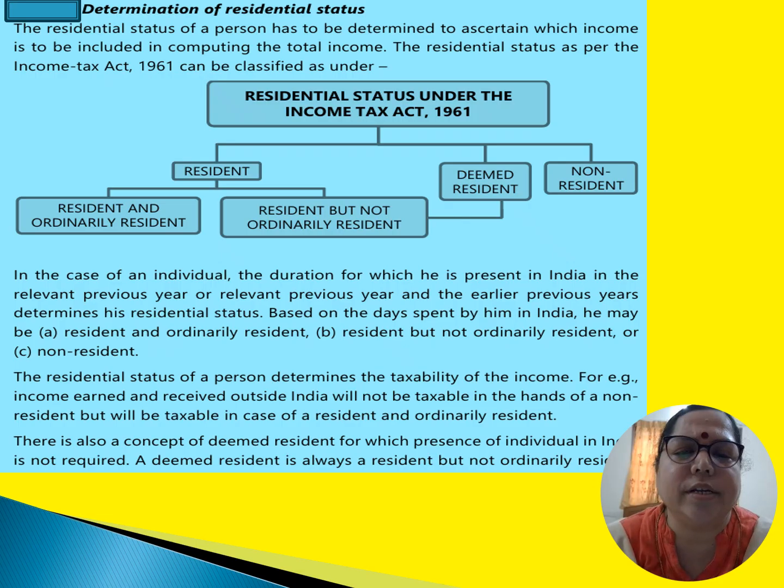So, residential status under Income Tax Act 1961, there are mainly three types. First is resident, then second is deemed resident, and third is non-resident. Under resident, we can say resident or ordinarily resident, then resident but not ordinarily resident, and non-resident is altogether a different category. The person is not resident in a particular country.